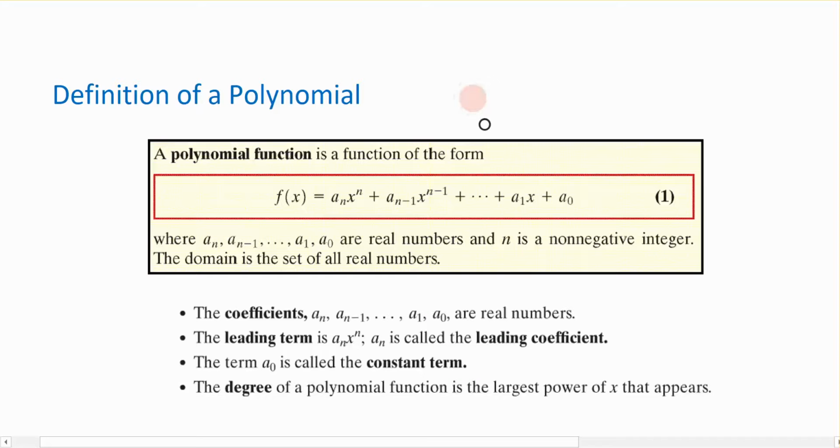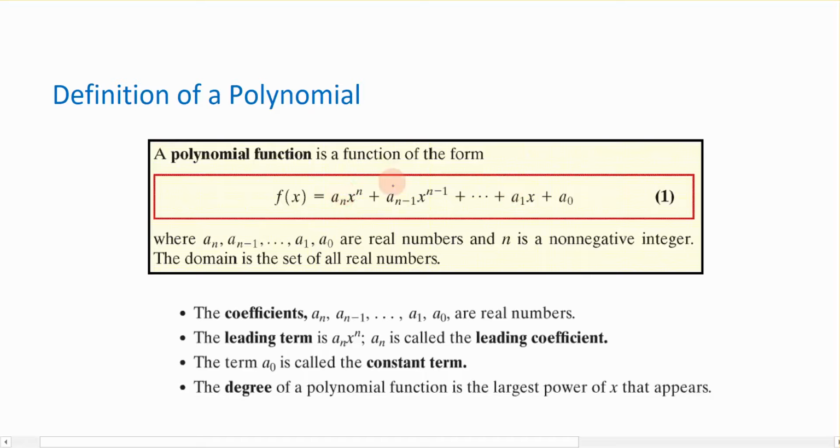In this series of videos, we are going to talk about polynomial functions, characteristics of those functions, as well as the graphs of those functions. In this particular video, however, we're going to start by defining a polynomial. A polynomial is officially defined as a function that is in the form of this long thing right here.